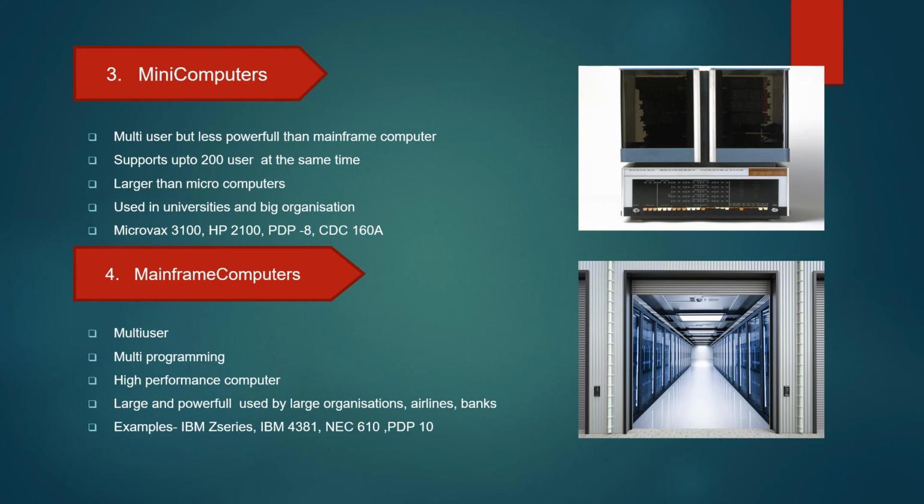Fourth one is mainframe computer. A mainframe computer is basically a multi-user and multi-programming computer. It provides high performance. It is large and powerful, used by large organizations like airlines and banks. Some examples of mainframe computers are IBM Z series, IBM 4381, NEC 6110, PDP-10.